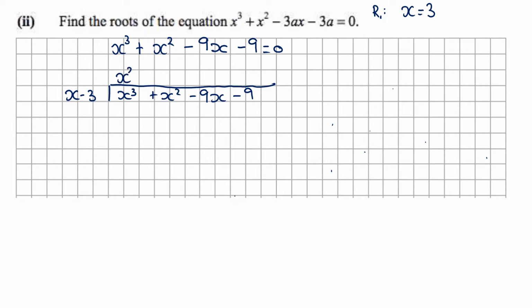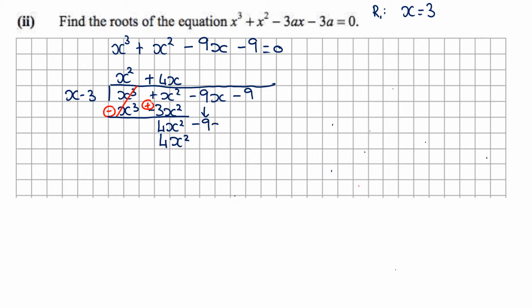So this goes in x squared times. So we get x cubed minus 3x squared. So then we subtract here. This turns to a plus. And we're left with 4x squared. So this goes in 4x times. So we get 4x squared.